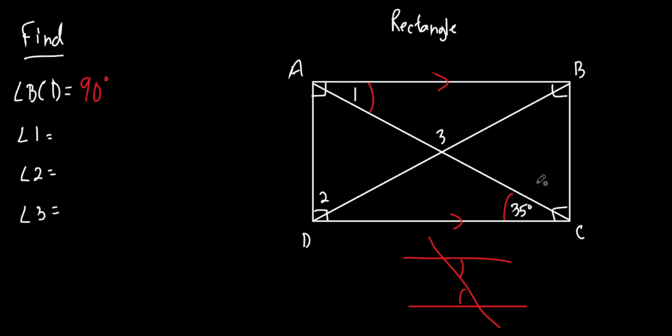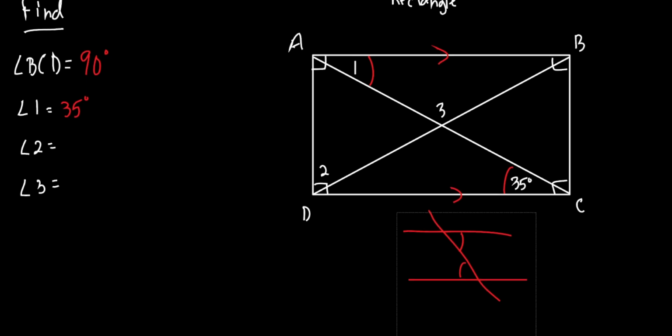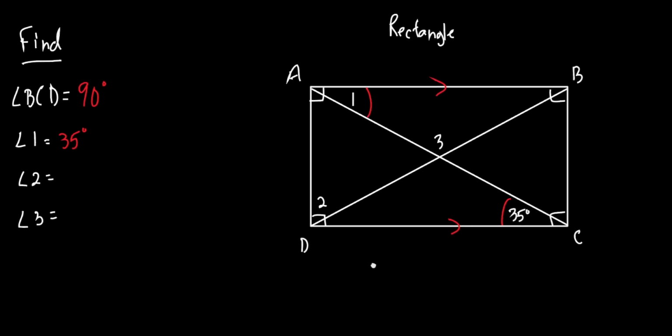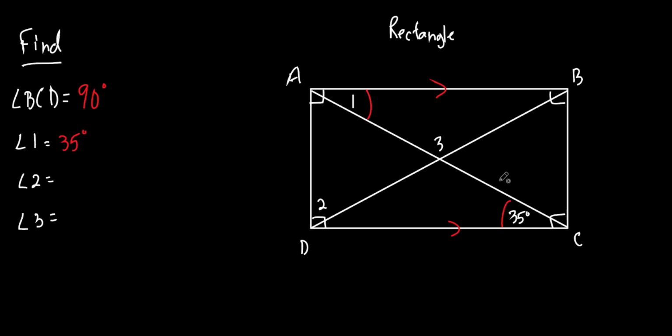What did we learn about alternate interior angles? They're equal to each other, congruent to each other. That's right. So they're the same. So angle 1 is, without doing any math, 35 degrees. But you had to know, I mean, you didn't have to write down that they're alternate interior angles, but you had to remember that that's the relationship between them.